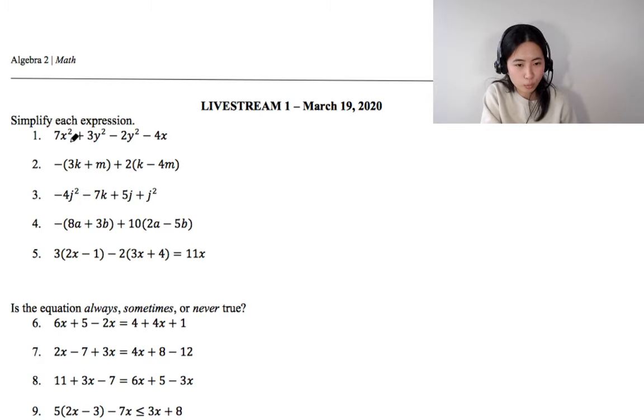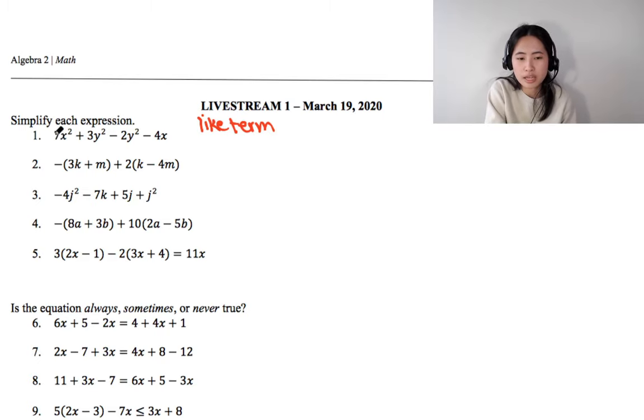Okay, so we have 7x squared, and we also have minus 4x right here. As you can see, they're the same variable, but they're not like terms. First of all, what's a like term? A like term has to have the same variable, raised to the same exponent. 7x squared and minus 4x are the same variable, which is x, but they're not raised to the same exponent, because this one is raised to the power of 2, and this is raised to the power of 1. Therefore, they're not like terms.